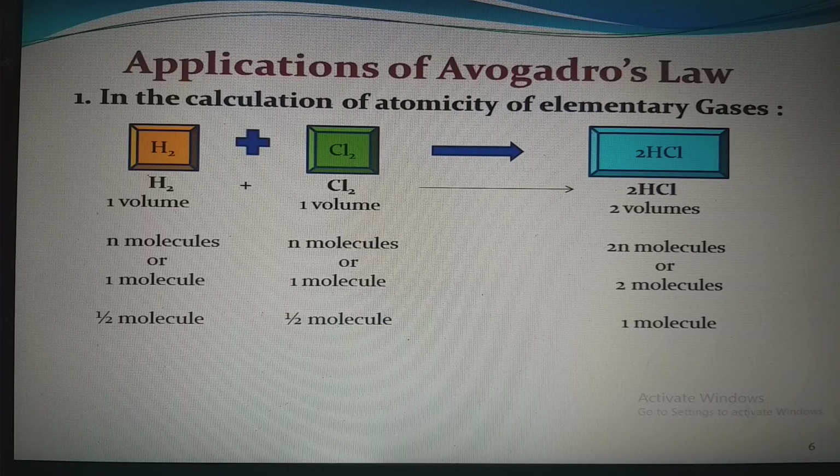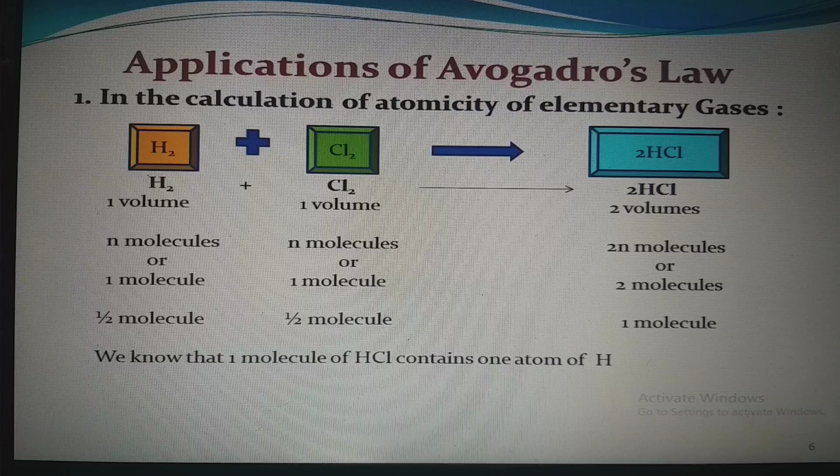Now, we know that in 1 molecule of HCl there is 1 atom of hydrogen. Suppose the atomicity of hydrogen is N, then N multiplied by half H2 is equal to 1H. This 1H we have taken from the HCl.